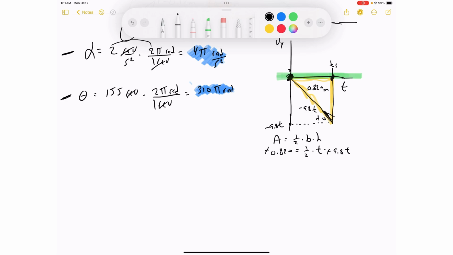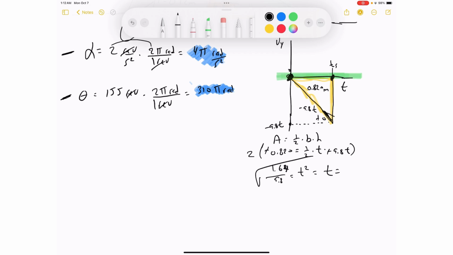Then you can multiply 2 times 0.820, which is 1.64. If you multiply this whole thing times 2, then you have 1.64 on the left. Then you divide by 9.8, and you end up with t times t, of course, which is t squared. You take the square root of that, and you end up with just t.